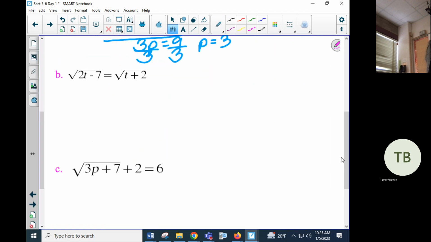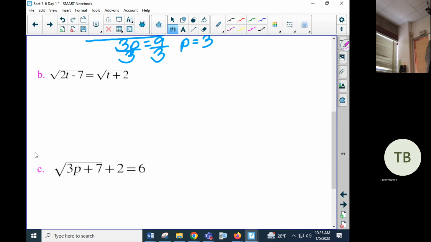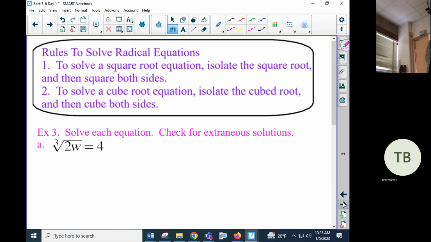We did one like this. Are you guys okay with these two? Everybody understand these things? Okay. So let's go to our next page here. What is going to be different with this one is we're going to have cubed roots.